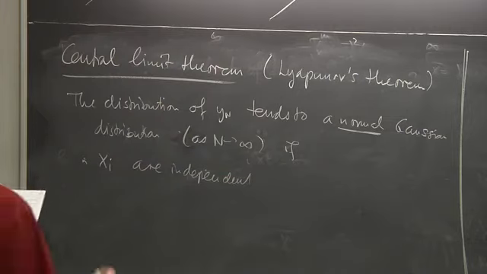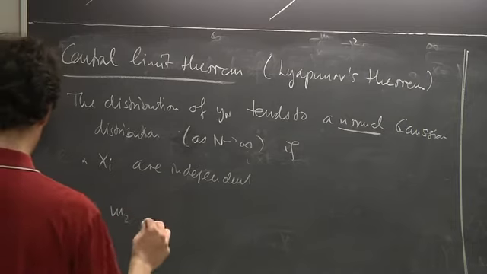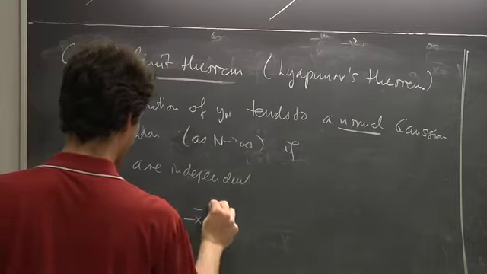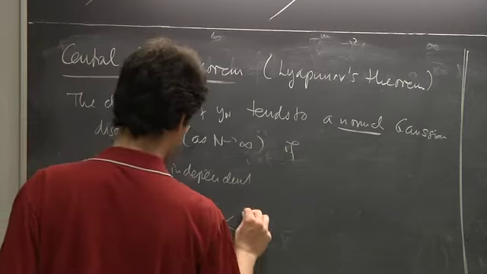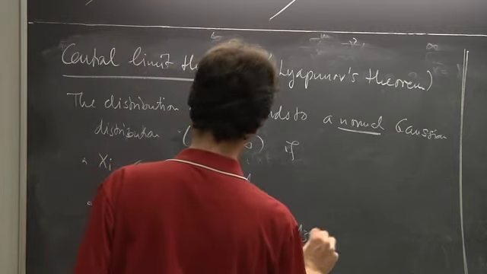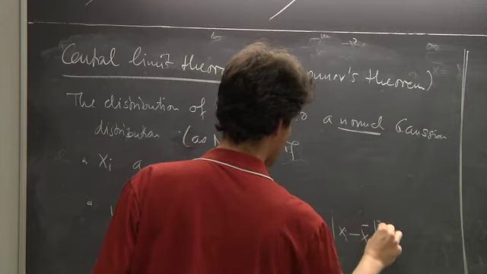So the xi are independent, and secondly, let's make the assumption that there are two numbers such that the absolute second moment is bounded from below and from above, and also the third moment is bounded.